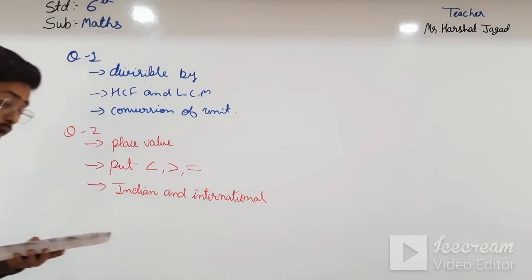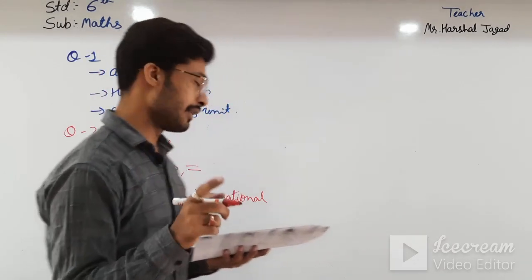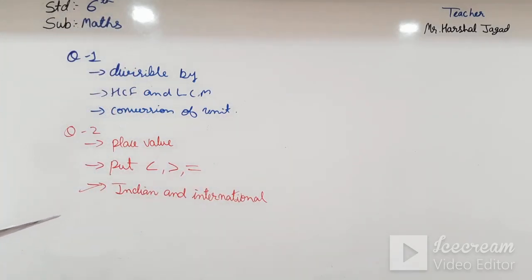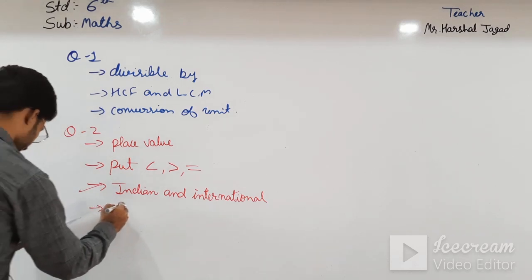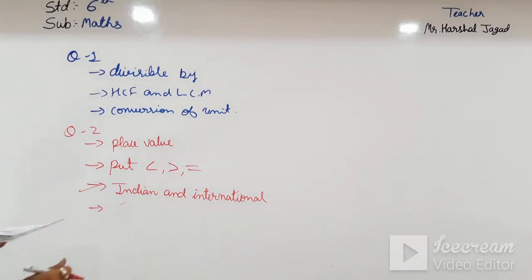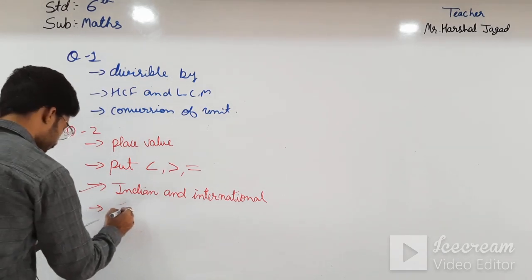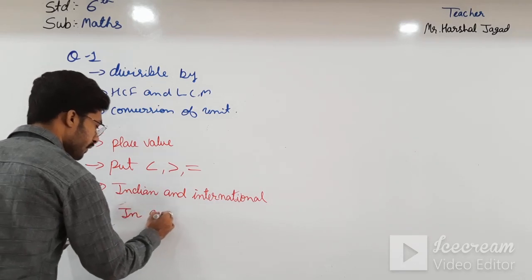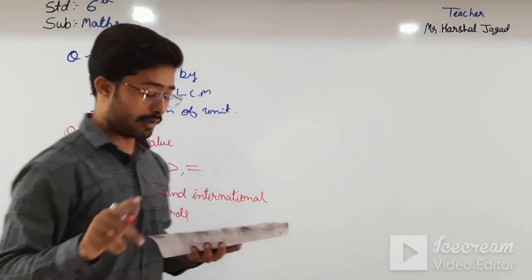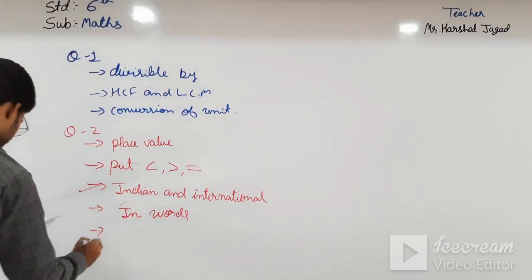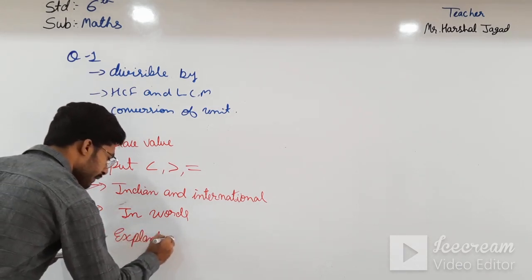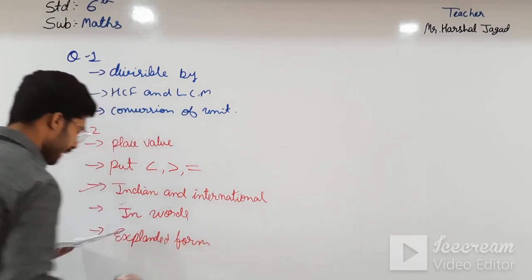It can be asked how many lakhs is equal to 1 million. Then you have to tell that 10 lakhs is equal to 1 million. This type of question will be asked over here. And also expanded form. Sorry, before that there will be numbers in words. A number is given and you have to write it in words. That will be asked. And then another it can be asked, that is expanded form.